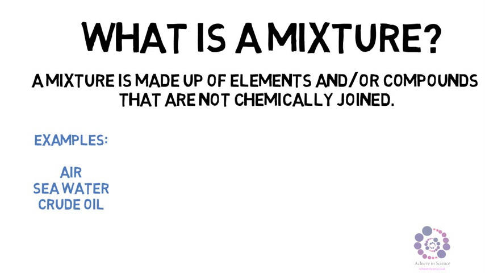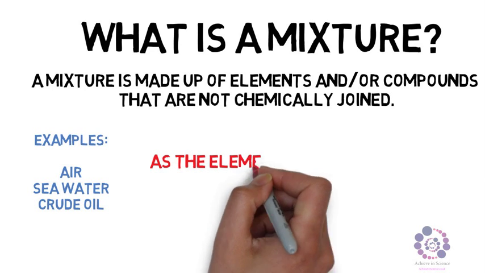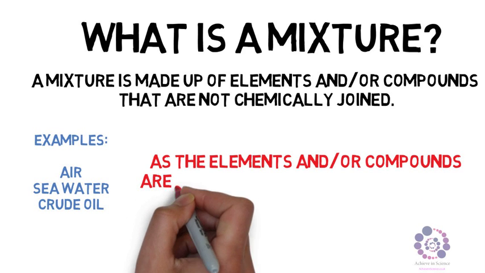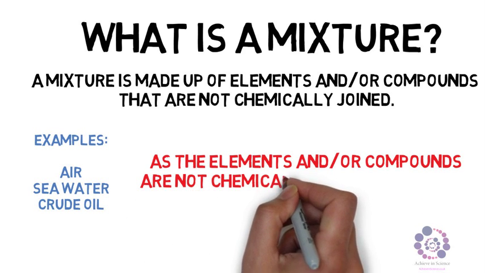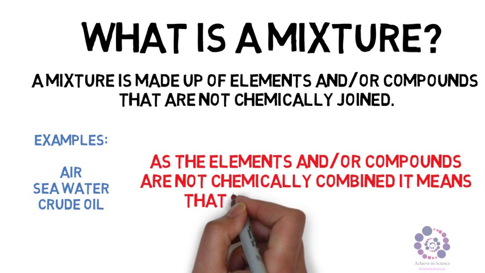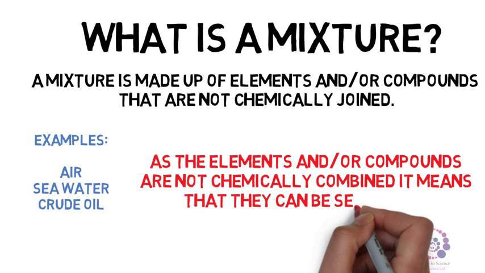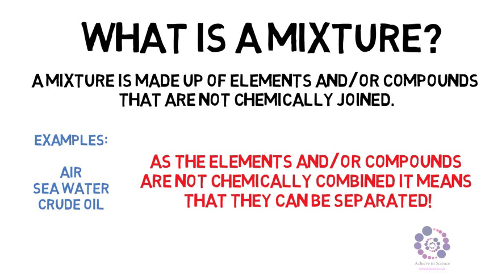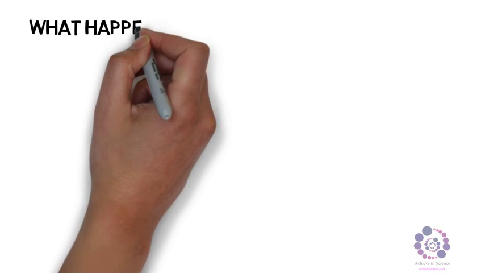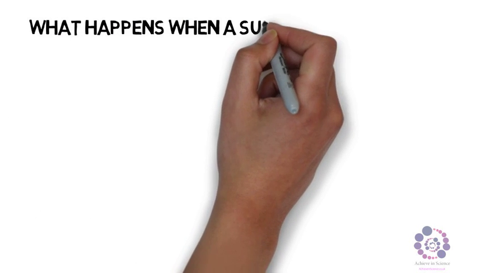Now it's important that they are not chemically joined because this means that they can be separated, and this is important. And in this video we're going to look at some of the separation techniques that can be used. Before we do so then, we need to look at dissolving and what happens when a substance dissolves.